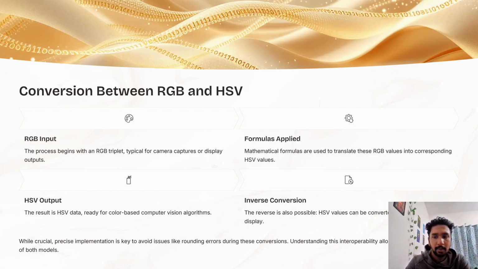The RGB input: the process begins with an RGB triplet, typical for camera captures or display outputs. Formulas applied: mathematical formulas are used to translate these RGB values into corresponding HSV values. HSV output: the result is HSV data ready for color-based computer vision algorithms.